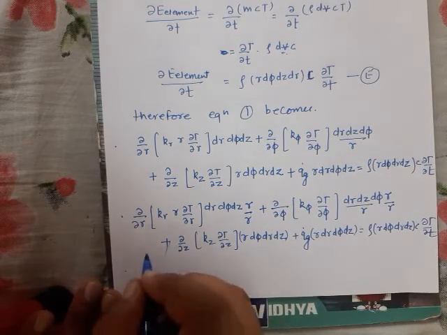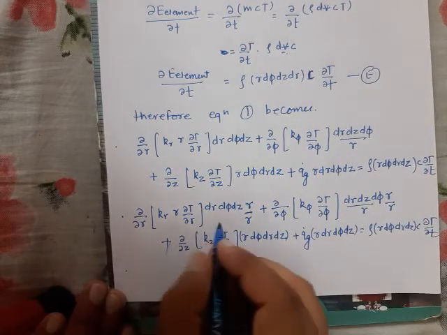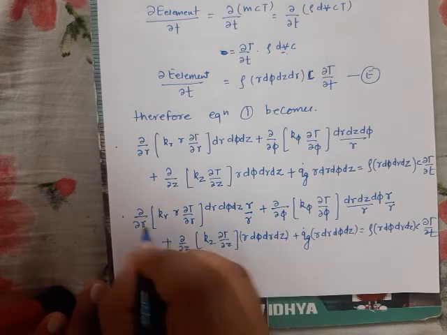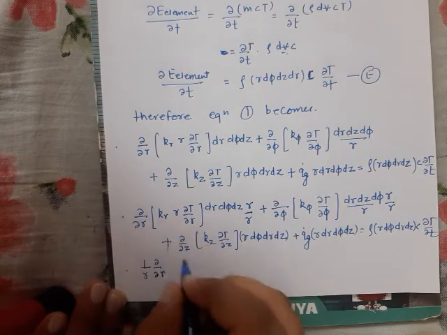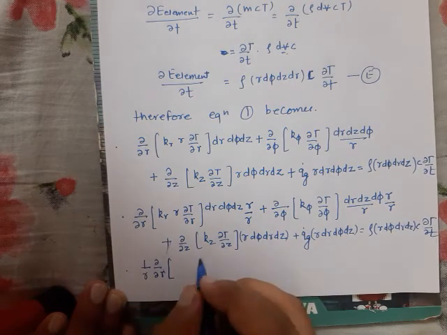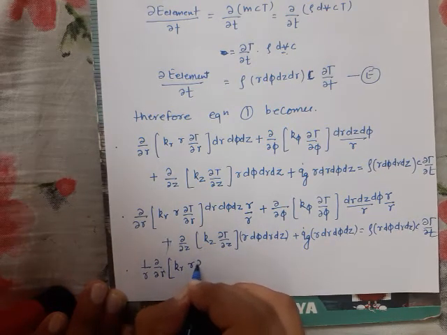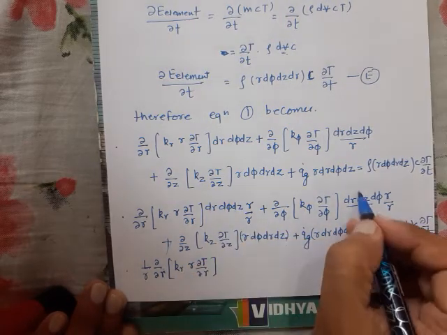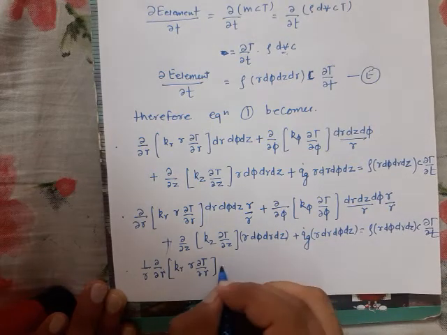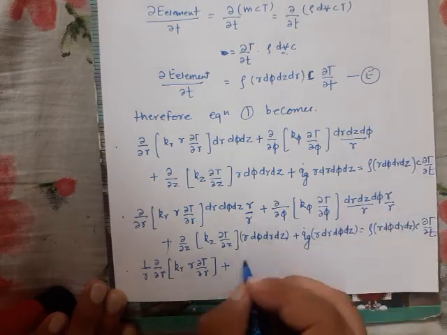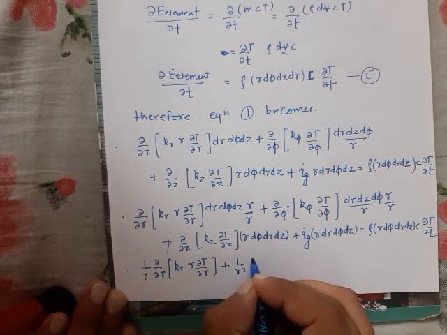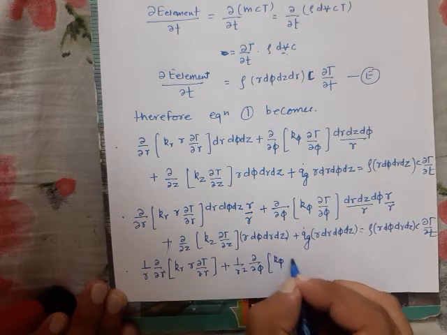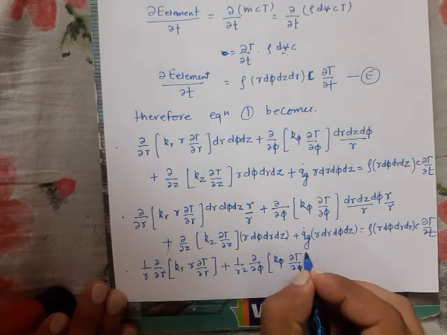Okay, let us continue on this paper only. So this would be 1 by R del upon del R, this R has been over there, multiply kr R del T upon del R. This volume term has been cancelled out from each of the terms, plus 1 upon R square del upon del phi, k phi del T upon del phi.